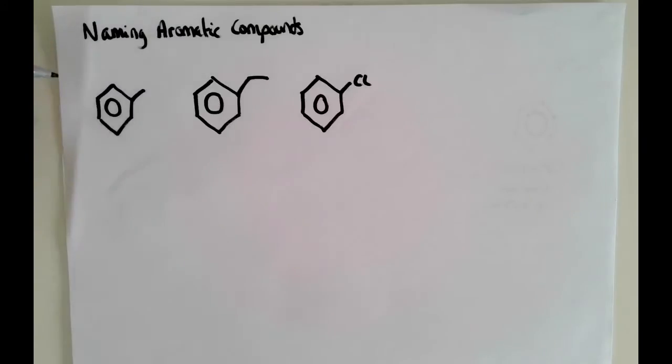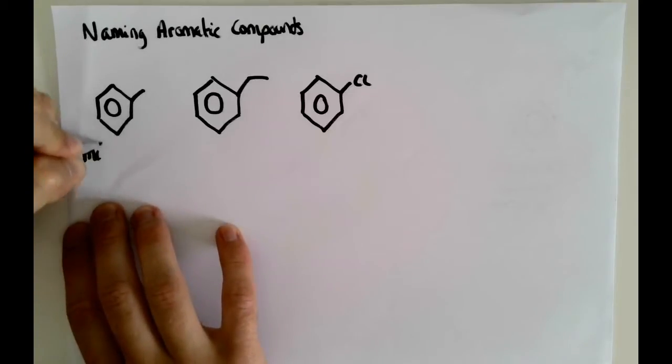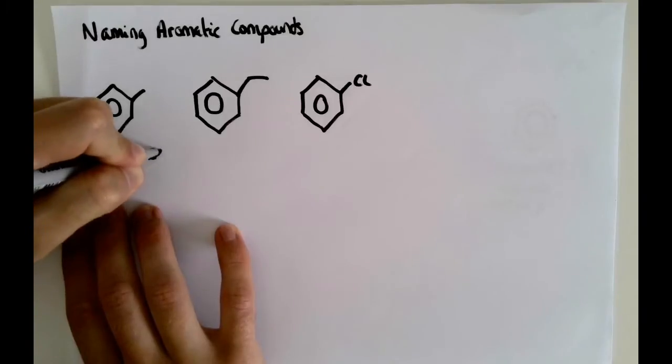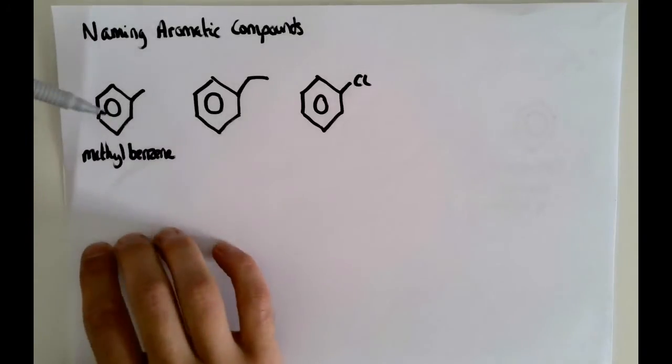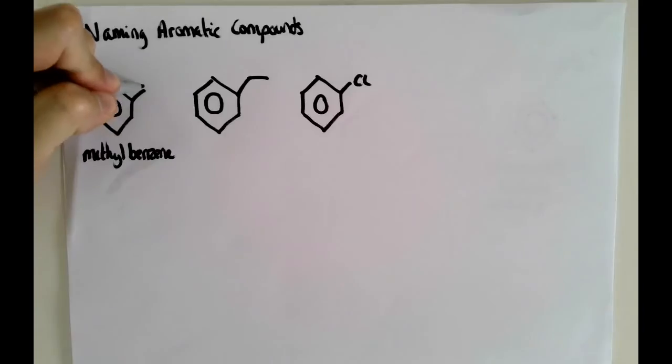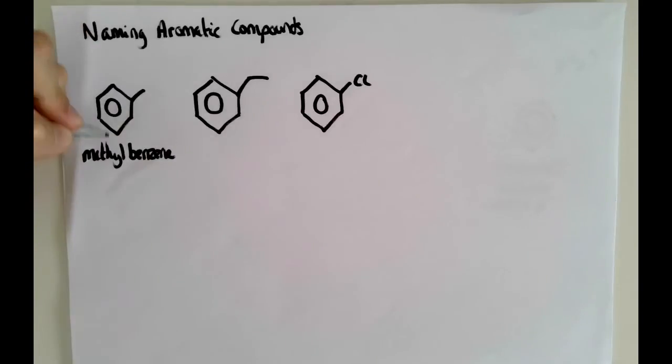It's very similar to the way that you name other compounds that you've learnt about. The only difference is now we've got to include the benzene ring in it. So this one here, if I just show you, is called methyl benzene. Methyl benzene because there's a methyl group coming off the benzene ring. So there's a single carbon, there's a CH3 there coming off the benzene ring.